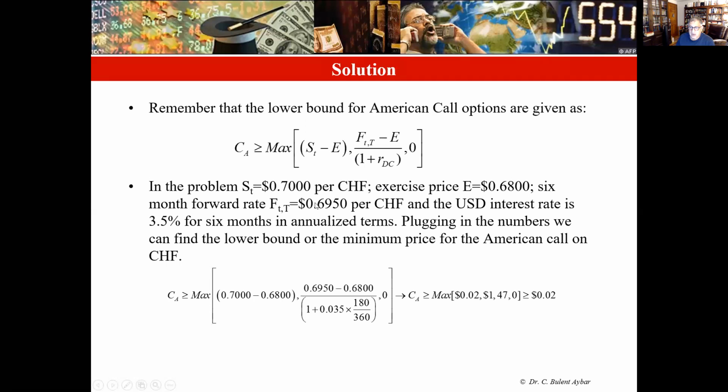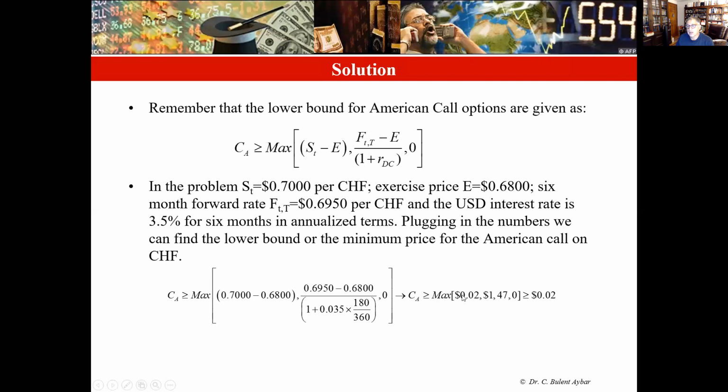In this case, let's check what is the deal here. The spot price and exercise price difference is $0.02 in this particular case. The present value of the difference between the forward rate and the exercise price is actually smaller than this first one. So among these three, the largest one is the first one, which is the 0.02. That means that the call option should be at least 2 cents, if not larger.